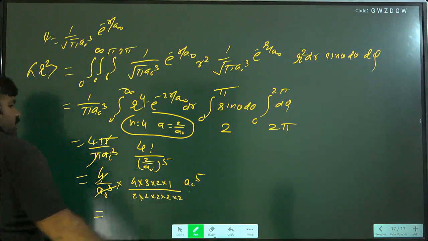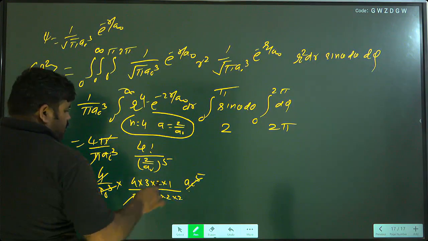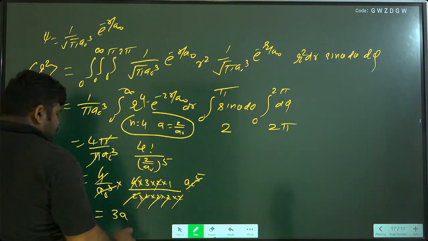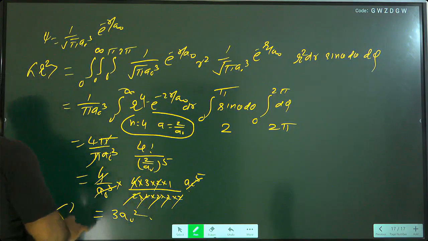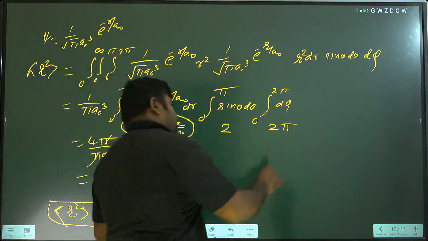A naught to the power 3 gets cancelled, this 2 gets cancelled. This is equal to how much? 3 a naught square. The expectation of r square is equal to how much? 3 a naught square.